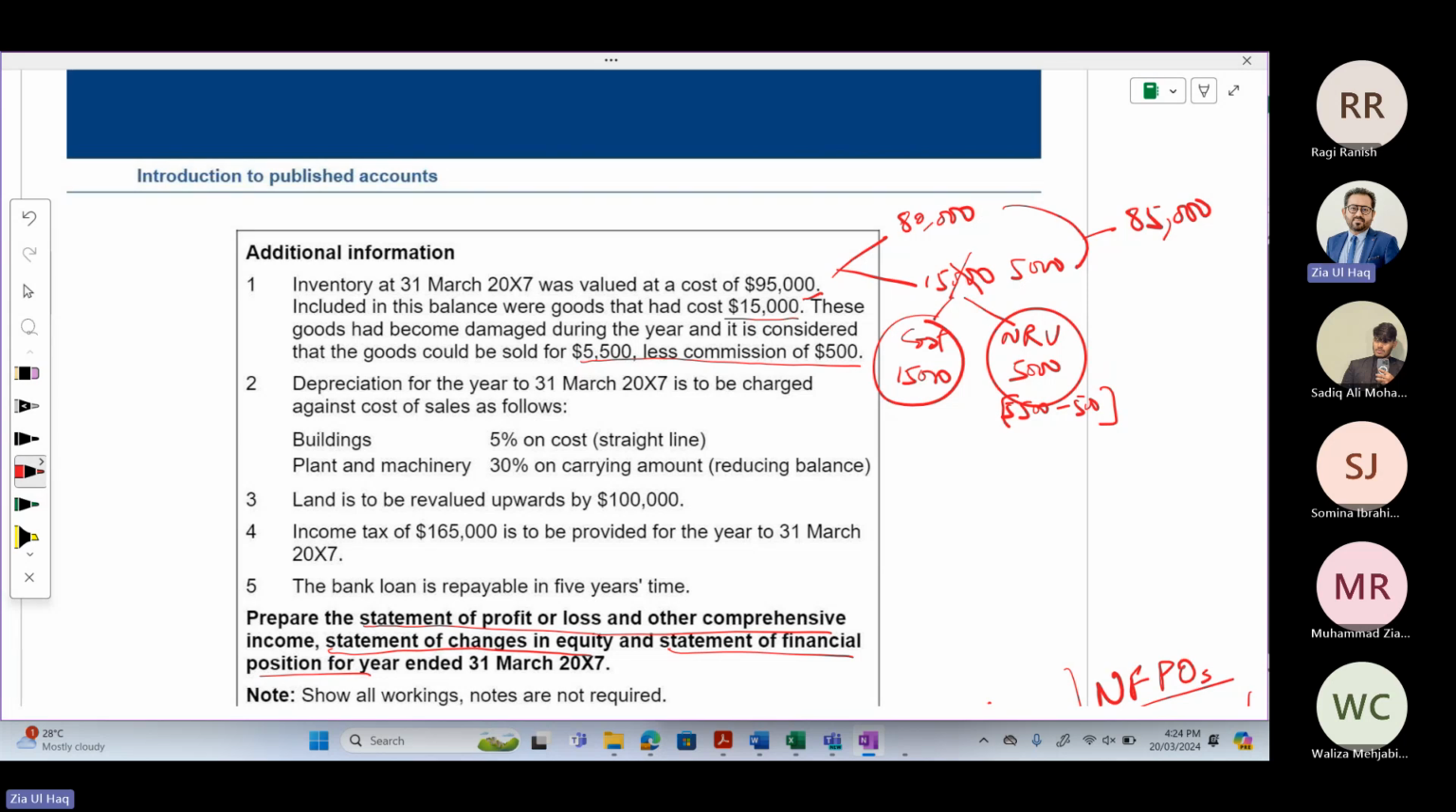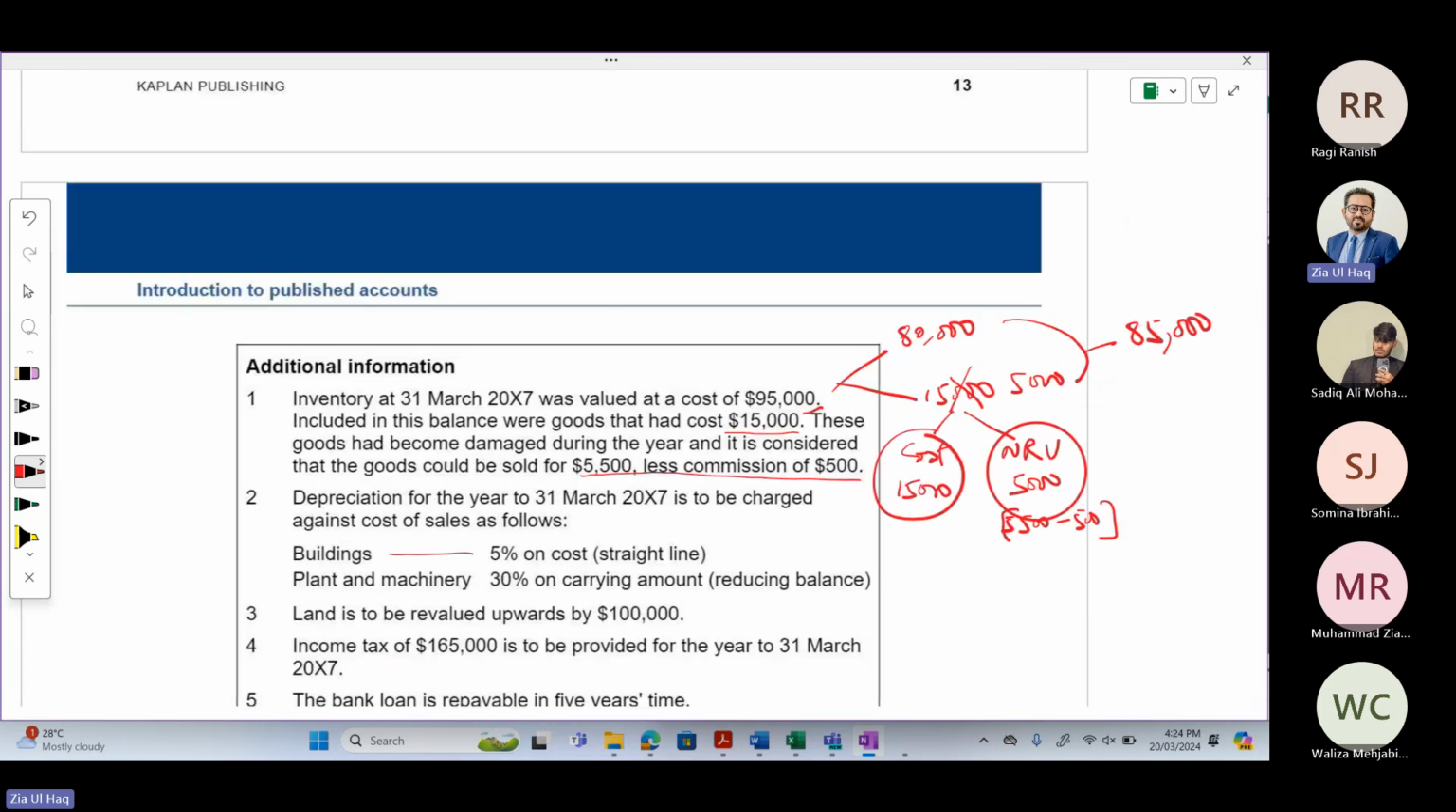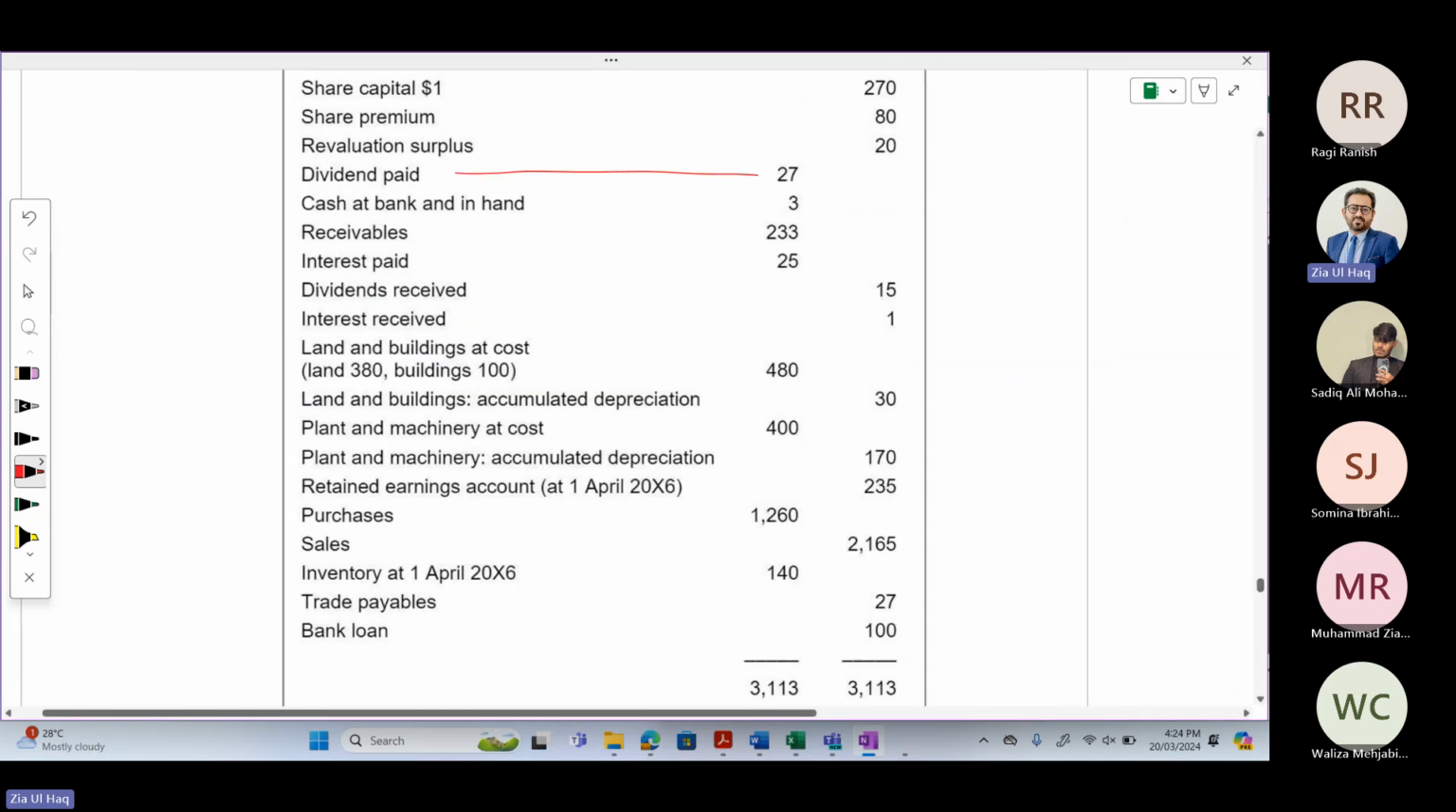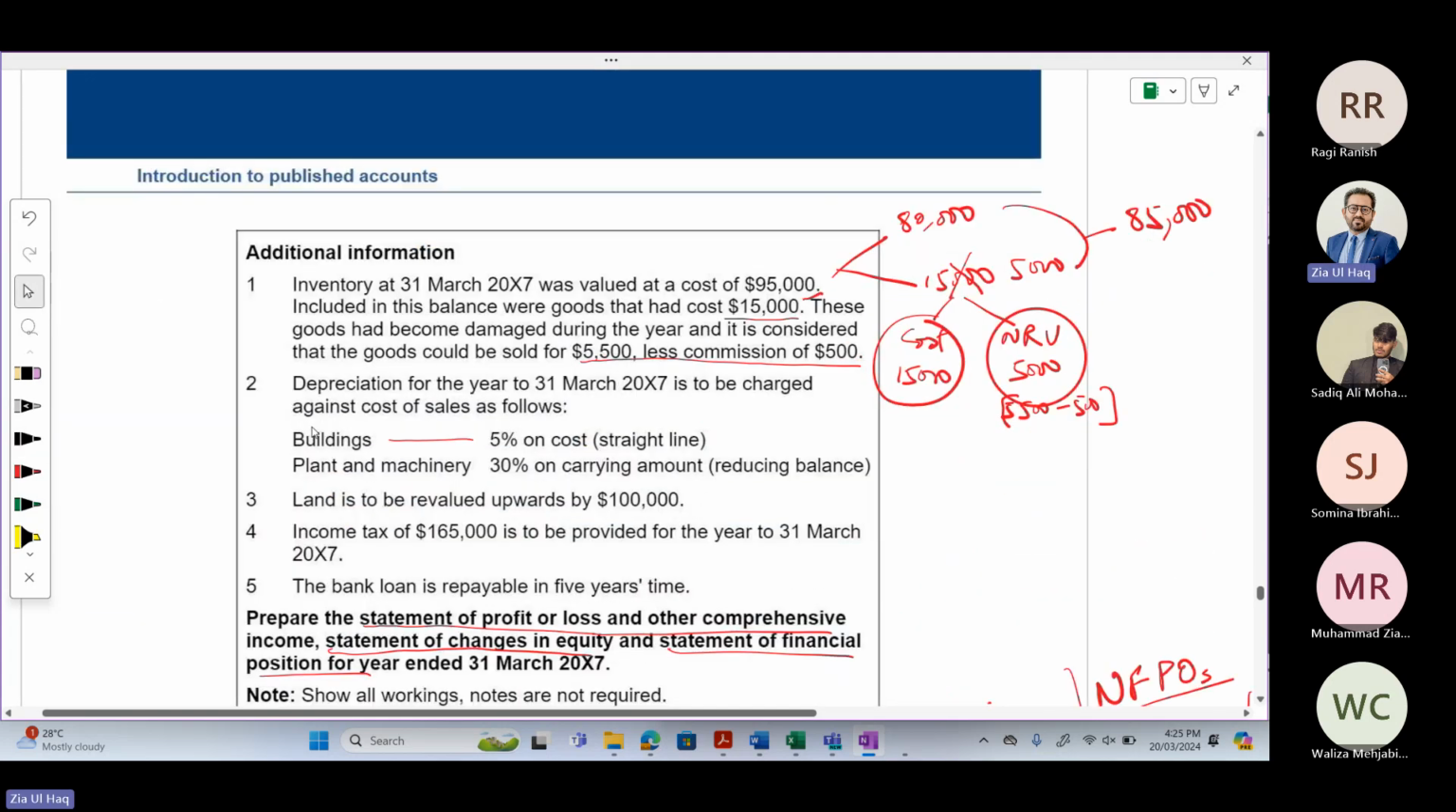Depreciation for the year to 31st March is to be charged against cost of sale. All depreciation should be part of cost of sale. Building 5% on a straight line basis. What is the amount of a building here? 100,000. So what's the depreciation of building? That will be 5,000.